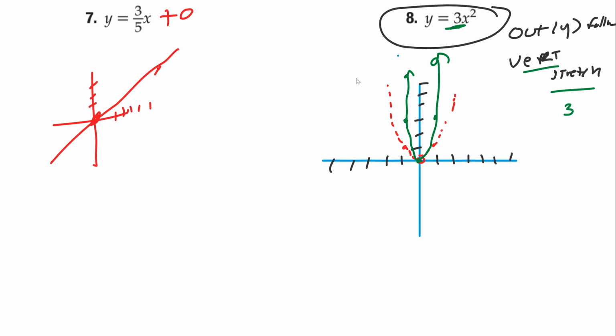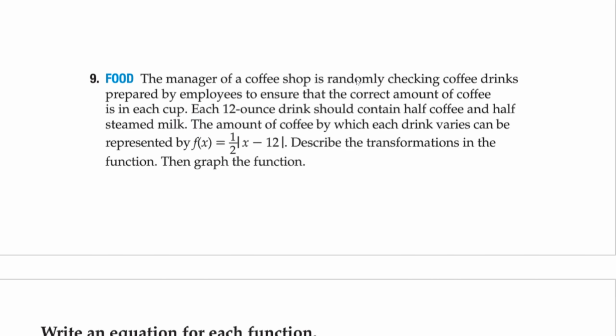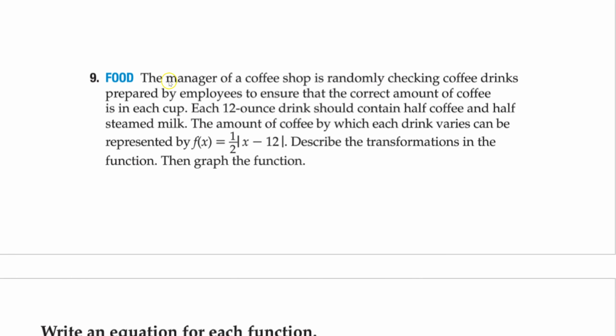Now let's put all this stuff together. First we'll do a quick application problem. The manager of a coffee shop is randomly checking coffee drinks prepared by employees to ensure the correct amount of coffee is in each cup. Each 12-ounce drink should contain half coffee and half steamed milk. The amount of coffee by which each drink varies can be represented by this equation. Describe the transformations in the function.